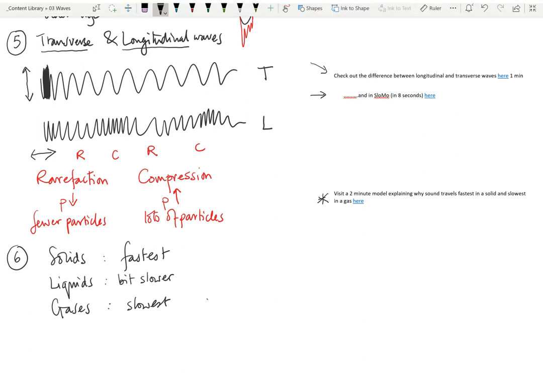So in air, the speed of sound is 340 meters per second. In a solid, it typically might be 5,000 meters a second. You can look the data up.